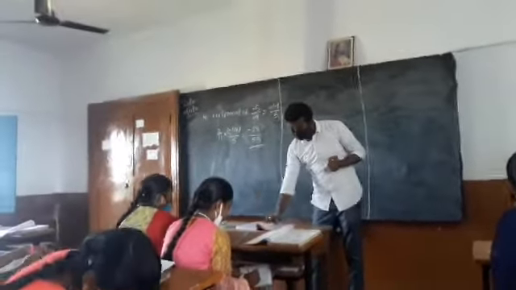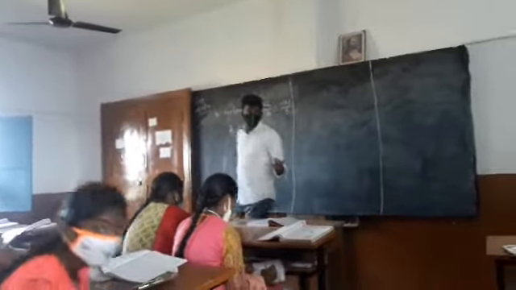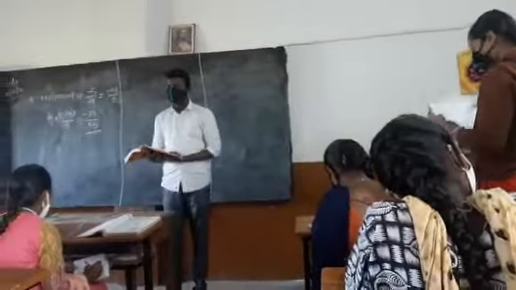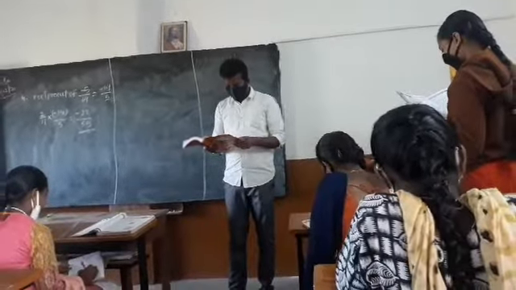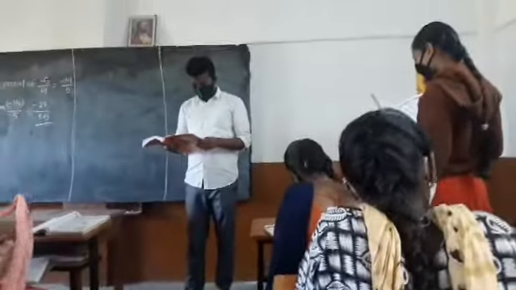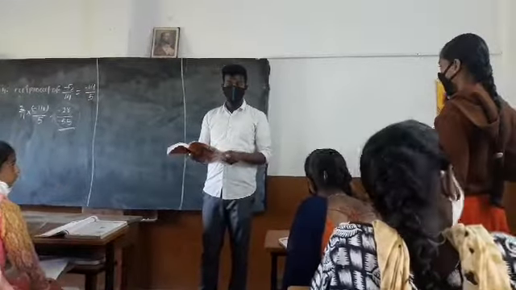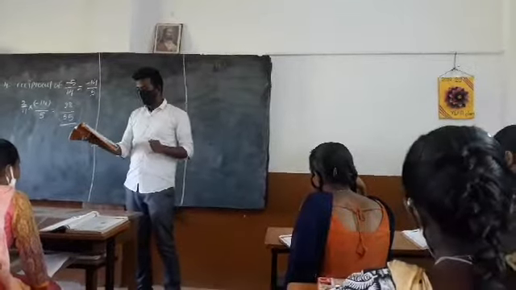Look at the 7th problem now. You need to help me in solving this. Read that louder. Calculate 3 by 5 plus 7 by 3 plus minus 2 by 5 plus minus 2 by 3 after rearrangement. Very good. Evaluate. You need to solve that.